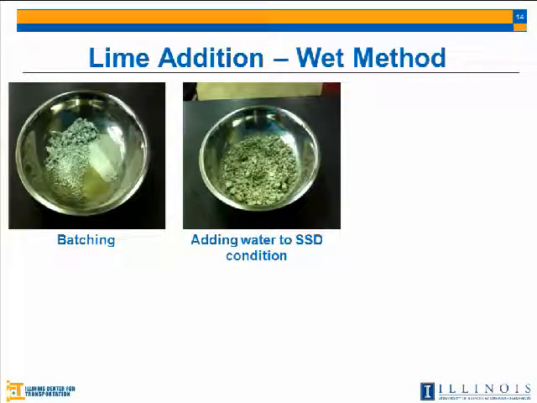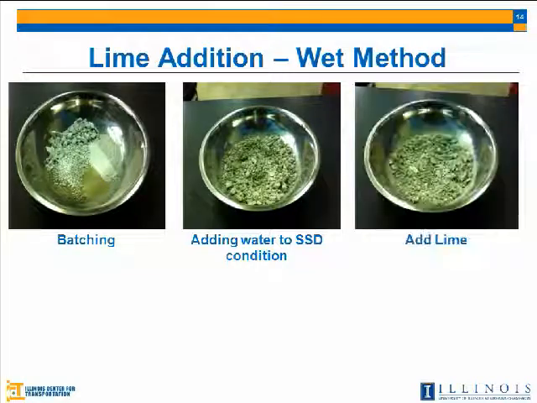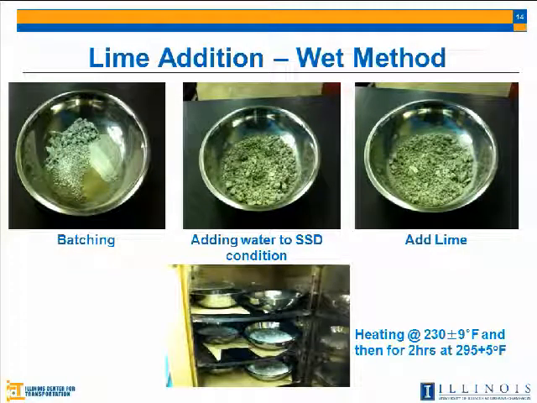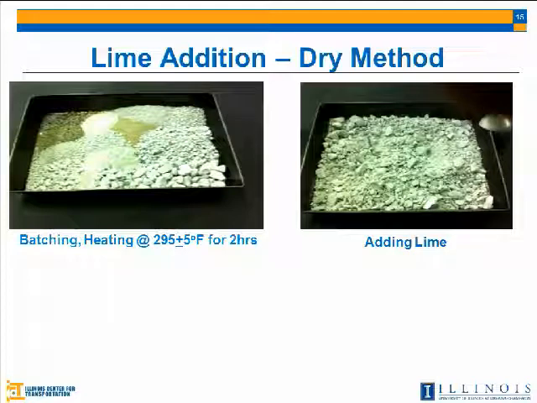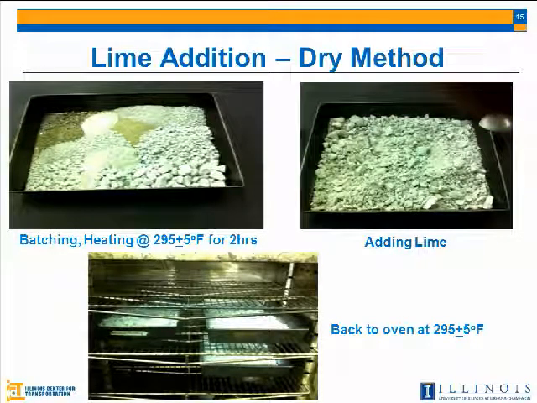We add the water necessary to take it to the SSD condition, then add the lime, and then put it in the oven at 230 degrees until we get rid of the excess water. Increase the temperature to 295 for 2 hours, then continue with the mixing and compaction. Similarly, for the dry method, we batch all of the aggregates in one pan. We put it in the oven for 2 hours at 295. Then we take it out, add the lime, put it back in the oven at 295 until it reaches the temperature, and then mix again.